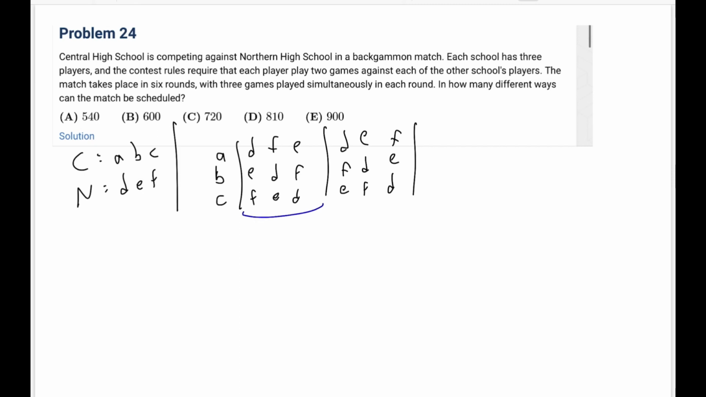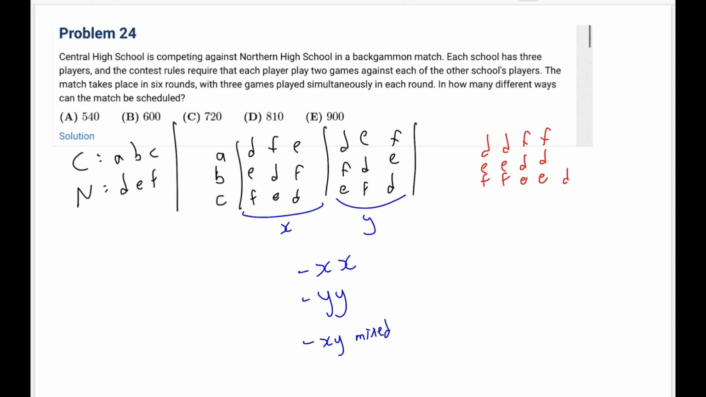So let's label this set X and this set Y. This is X and this would be Y. And so the set could be XX, or it could be YY, or it could be X and Y mixed, right? So XX would be we have D, E, F, D, E, F, and then D, E, F, D, E, F, and then D, E, F, D, E, F, like this, except that this will be all randomized and the order will be different.